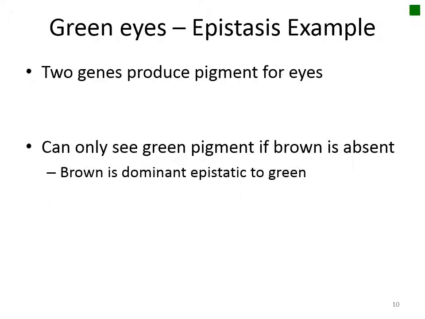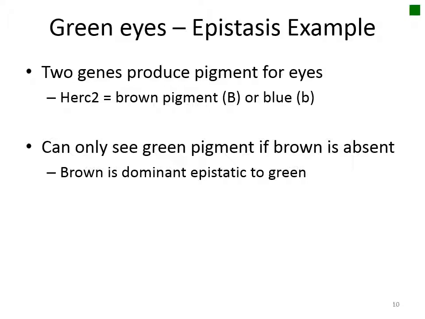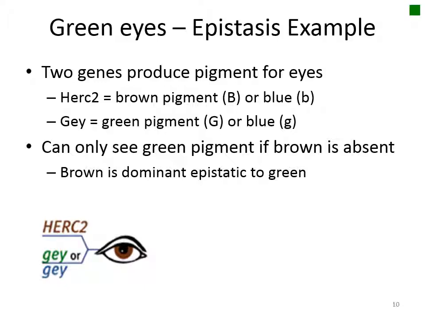Another good example of epistasis in humans is eye color. There are two genes that produce pigment for eye color. The dominant allele of the first gene produces brown eyes, and the recessive allele makes no pigment, leading to blue eyes. There is a second gene that has a dominant allele that produces green pigment, and a recessive allele that produces none. The brown-eyed gene is dominant epistatic to the green-eyed gene. If you have the dominant brown allele, it does not matter what green alleles you have in the green gene.